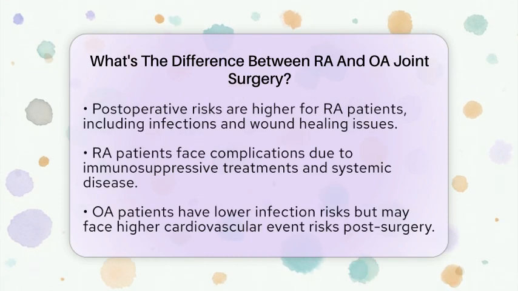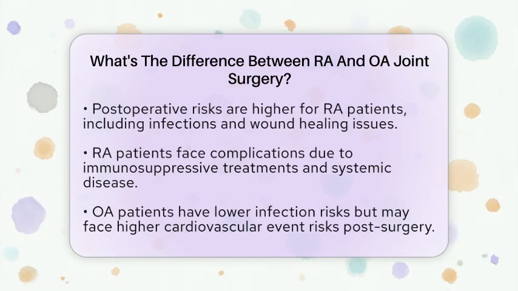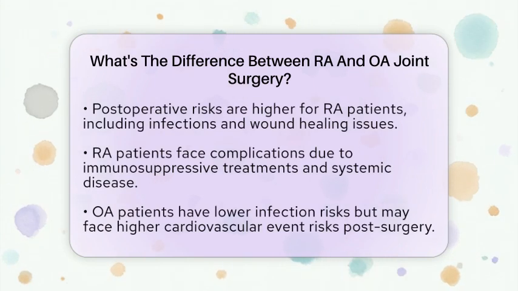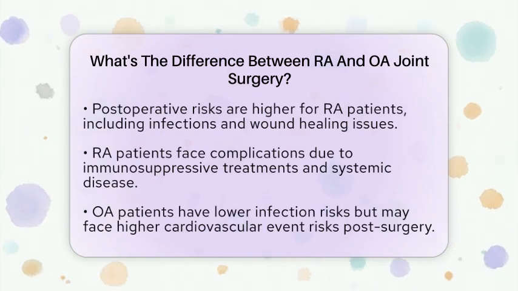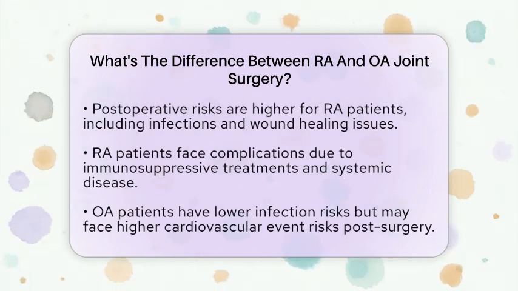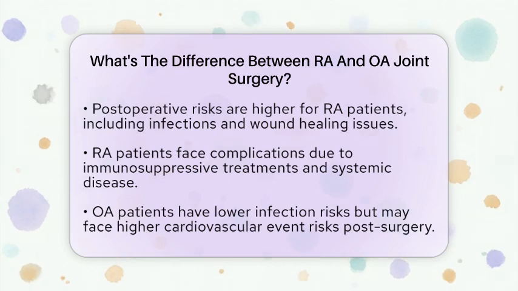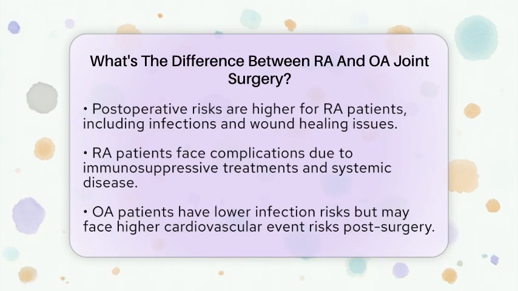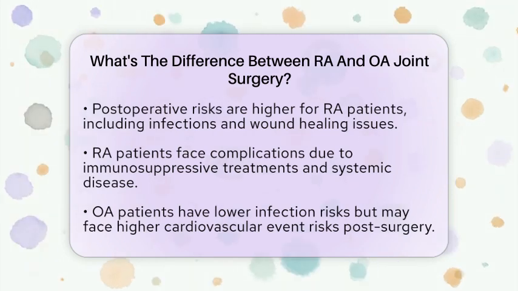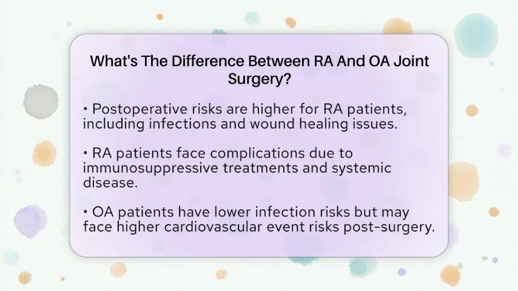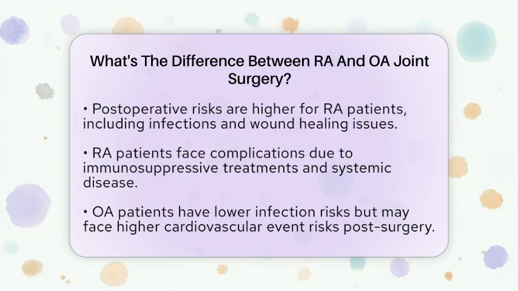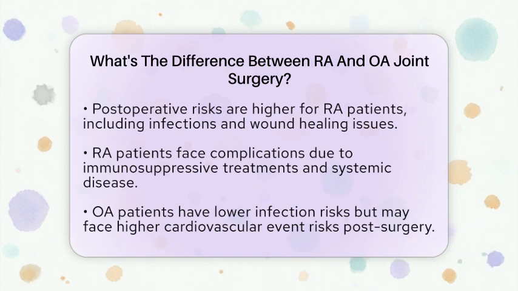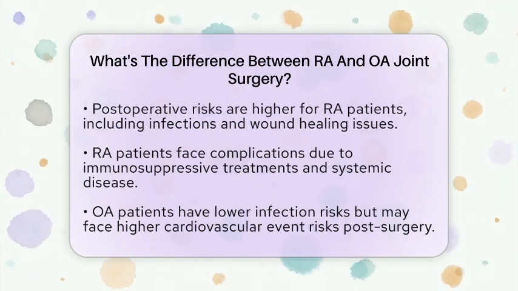Patients with rheumatoid arthritis face a higher risk of complications such as infections and wound healing problems. This is partly due to their immunosuppressive treatments and the systemic nature of their disease. In comparison, osteoarthritis patients generally experience lower risks of infection but may face higher risks of cardiovascular events after surgery. Therefore, careful preoperative medical optimization is crucial for those with rheumatoid arthritis.